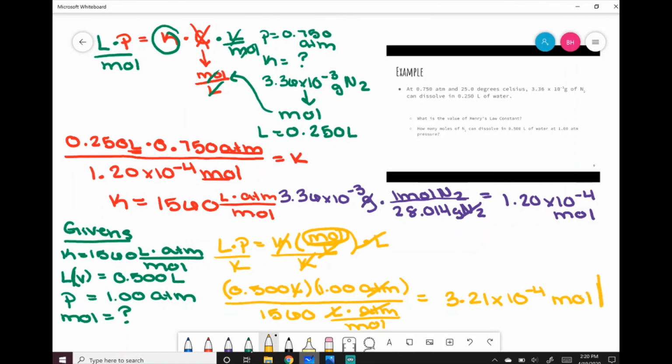So if we compare that, what we see is that we are able to dissolve more gas because we're at a higher pressure. So that is the last problem that we have for this video. We've gone through our factors that affect solubility, and you guys have learned how to calculate problems using a solubility graph, and now you're able to use Henry's law.